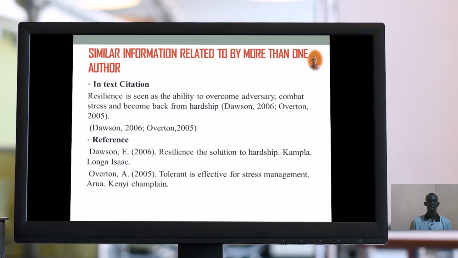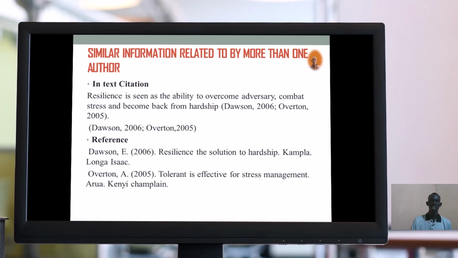Then we can go to Overton, the second author. We put his initials, the year of publication, and the title of his book, which says Tolerance Is Effective for Stress Management. And then we have the place of publication and the publisher, and that is all.